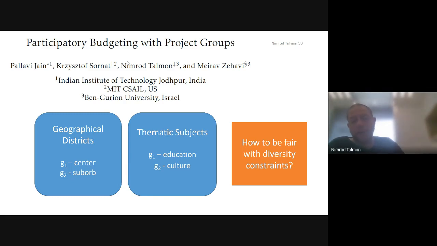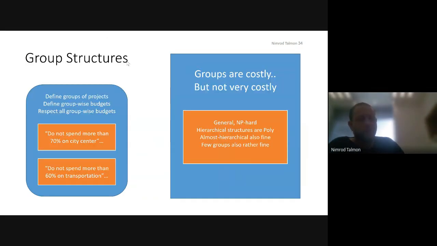And this also generalizes the model of participatory budgeting. And for this also, this problem becomes NP-hard. But for some restrictions, we could show exact and approximated algorithms.